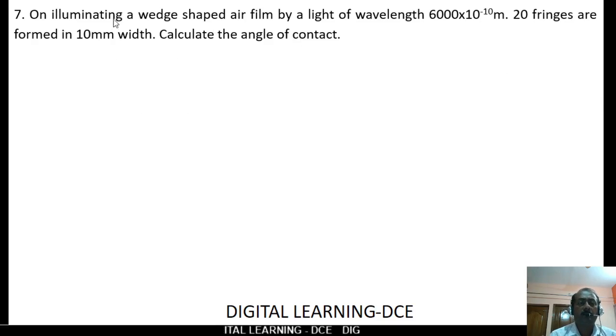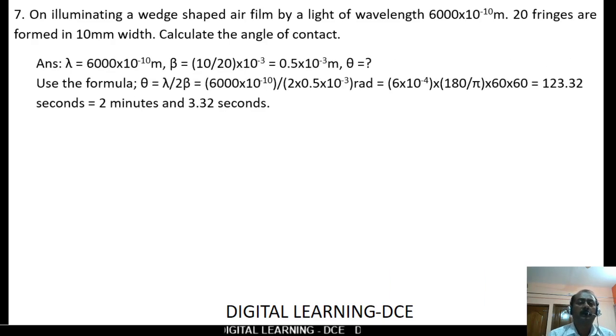This problem is also based on the wedge-shaped film. Here the wavelength lambda is given. 20 fringes are formed in 10 mm width, so indirectly the fringe width beta is given. Calculate the angle of contact theta. The data: lambda is 6000 into 10 raised to minus 10 meter, and 20 fringes are formed in 10 millimeter width.